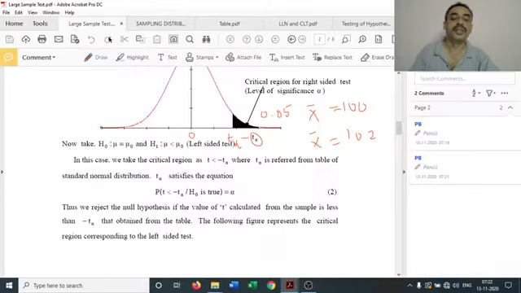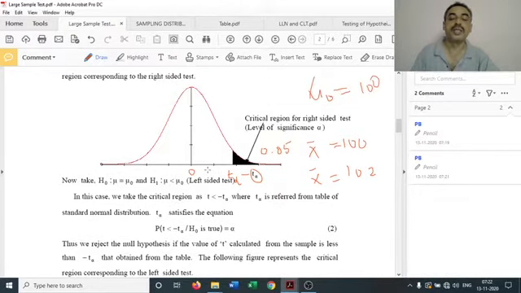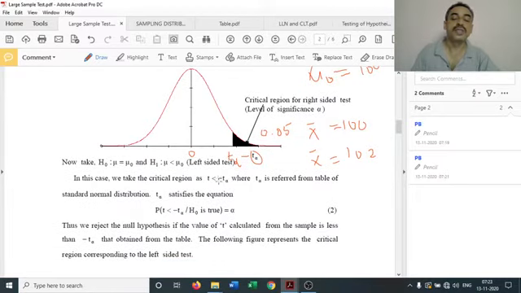Therefore, t greater than t alpha is like t greater than 1.645 in 5%, and t greater than t alpha will be t greater than 2.33 when alpha is 1%. Now this is the case of a right-sided test. In the left-sided test, the steps are very identical.